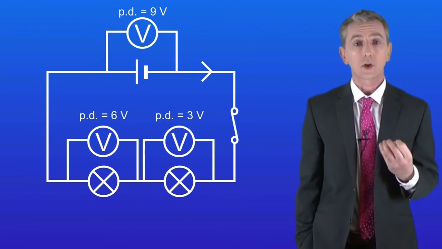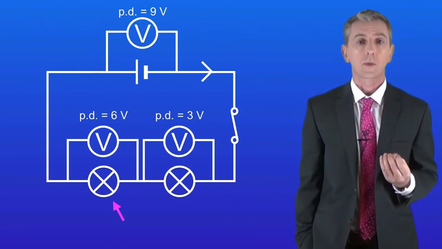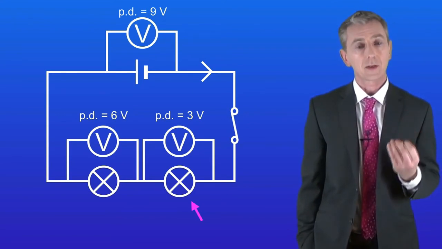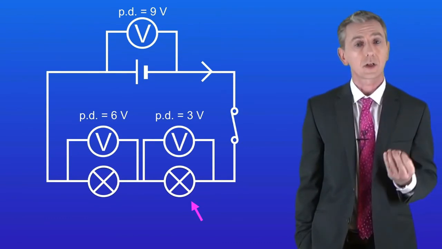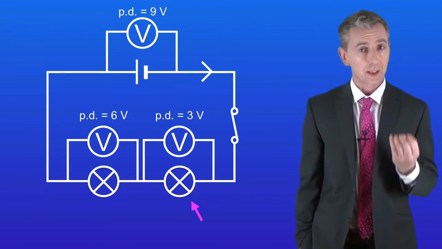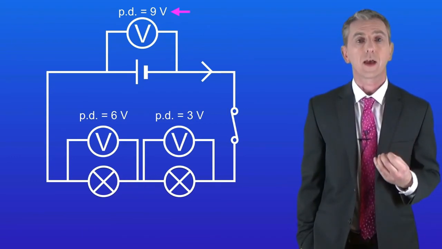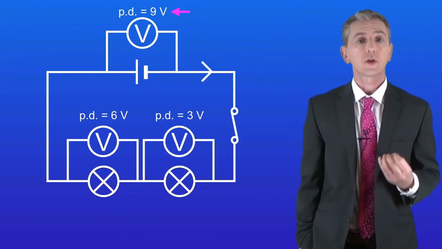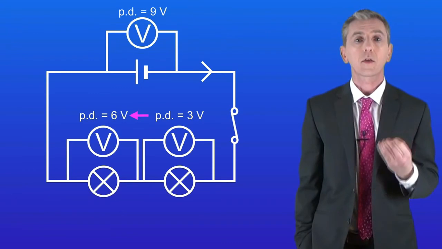In this circuit, I've got two different bulbs. This bulb has a potential difference of 6 volts, whereas this one has a potential difference of 3 volts. But the key point is that the total potential difference across both bulbs is the same as the potential difference across the cell. So to recap, the cell has a potential difference of 9 volts, which means that it's giving the current 9 volts of energy. And this 9 volts of energy is shared between these two bulbs, and we can see that with a potential difference of 6 volts and 3 volts.